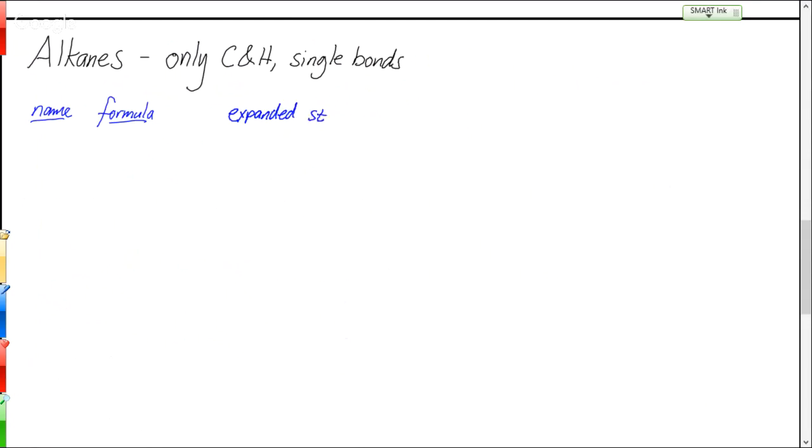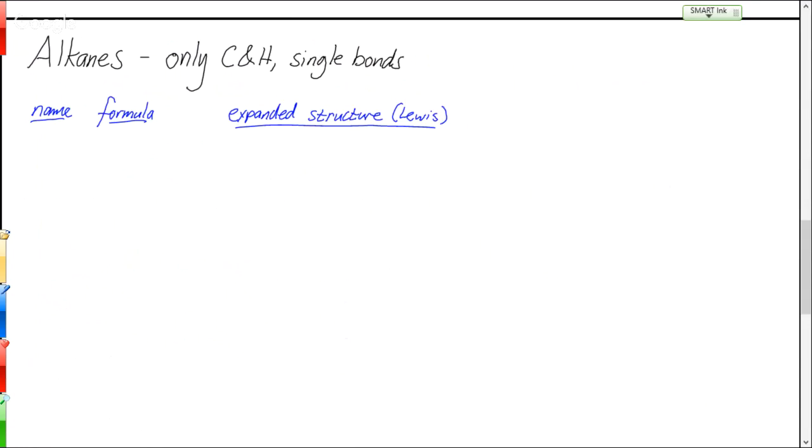So the first thing that we're going to look at, we'll call the expanded structure, which is sometimes called the Lewis structure. This is like what we drew before with all the bonds where you just draw everything. And then we'll look at a couple others too, but we can't look at the others until we get a little higher up in our numbers.